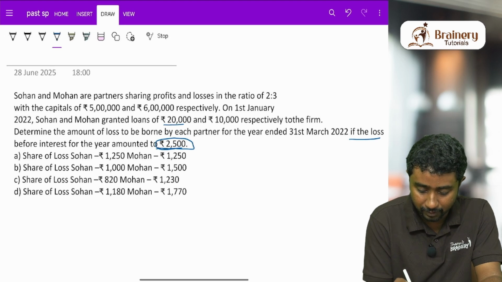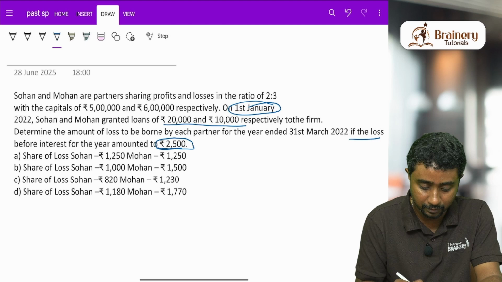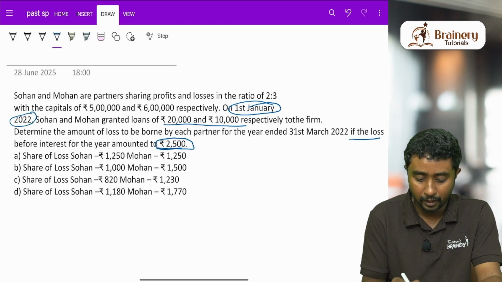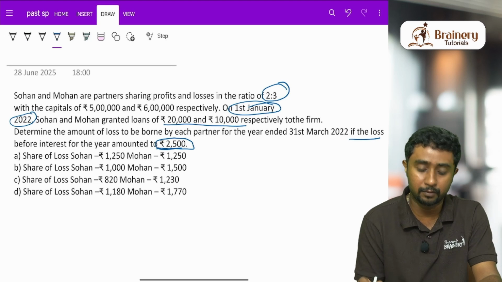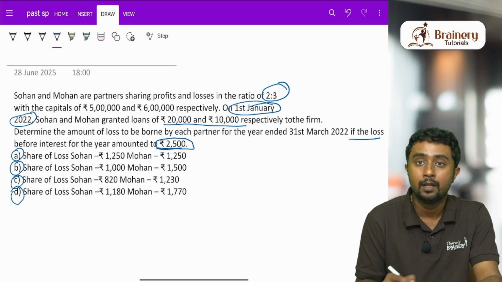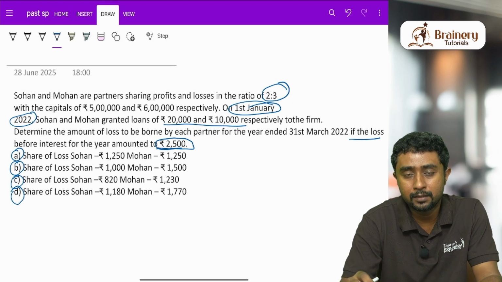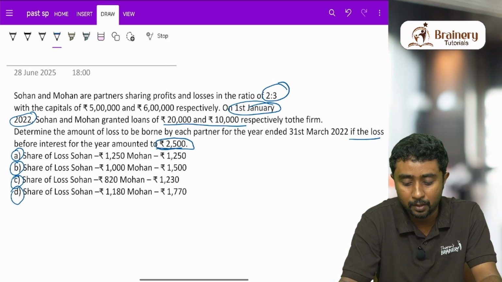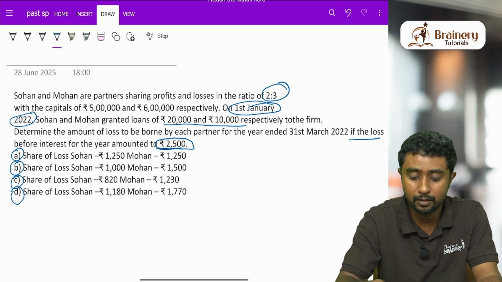The two partners have given some loans respectively to the firm on 1st January 2022 and they are sharing profits in the ratio of 2:3. This is the summary of the question, and four options are given. Which of these is right? For that, I would like to ask, what is the difference between profit and loss account and profit and loss appropriation account?